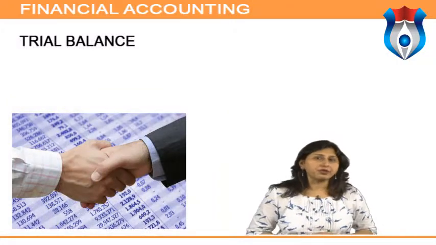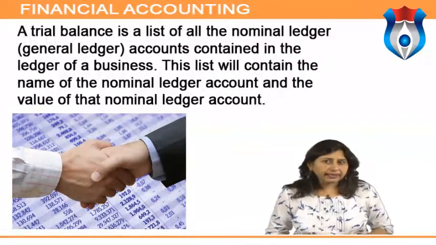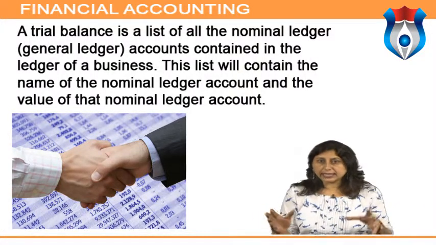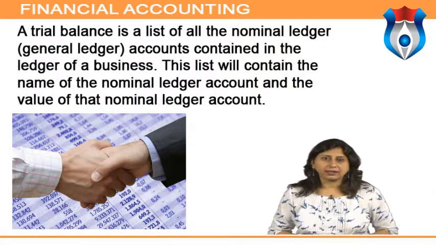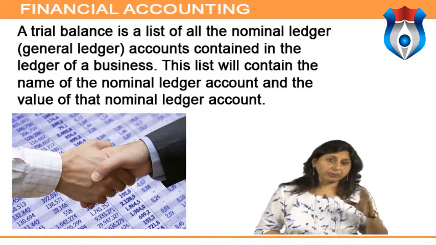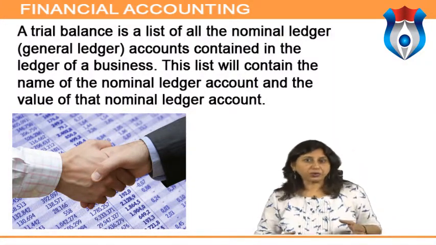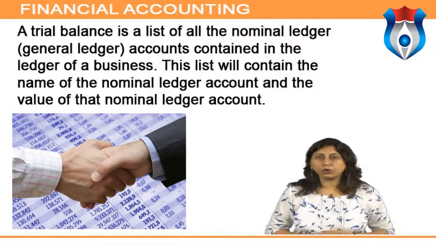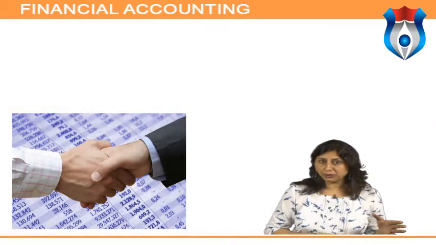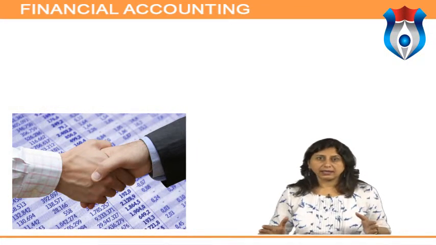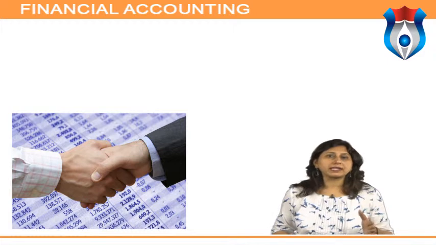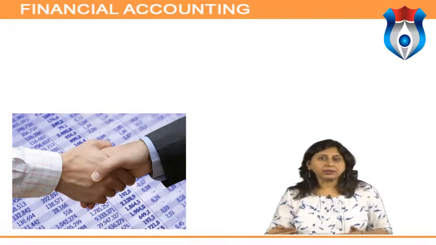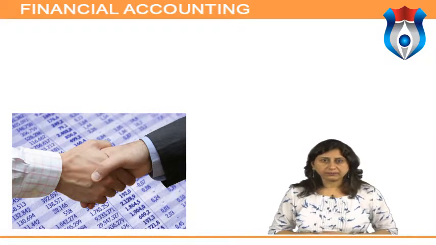Now, talking about the trial balance. A trial balance is a list of all the nominal ledger, general ledger accounts contained in the ledger of a business. This list will contain the name of the nominal ledger account and the value of that nominal ledger account. The value of the nominal ledger will hold either a debit balance value or a credit balance value. The debit balance values will be listed in the debit column of the trial balance, and the credit balance values will be listed in the credit column.